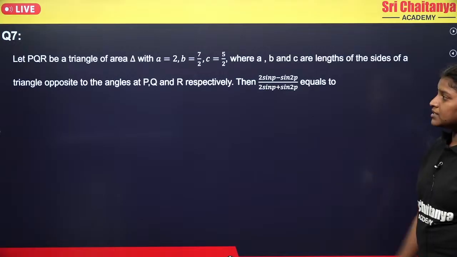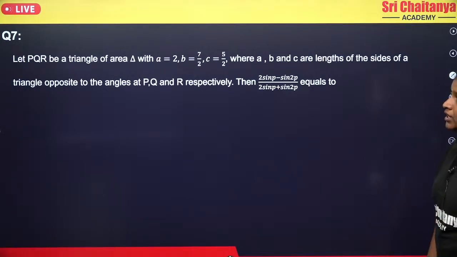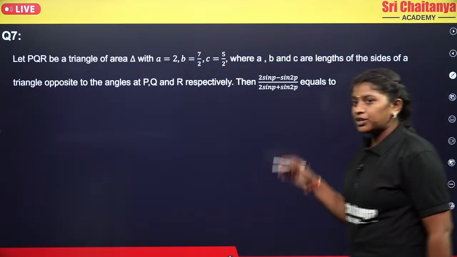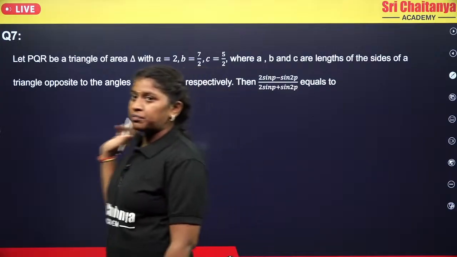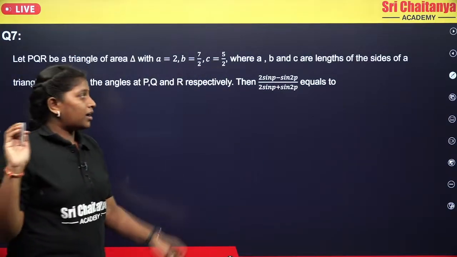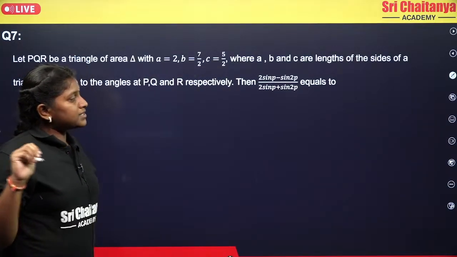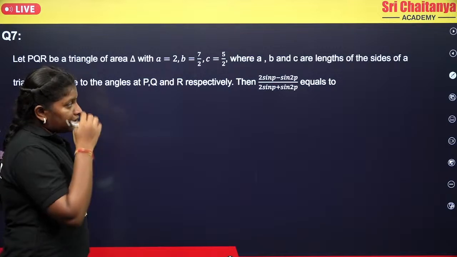Now moving to the next: let PQR be a triangle of area delta with a equals 2, b equals 7 by 2 and c equals 5 by 2, where a, b and c are lengths of the sides of the triangle opposite to the angles P, Q, R respectively. Then we need to find the value of 2 sin P minus sin 2P by 2 sin P plus sin 2P. Okay, so now let's solve it.